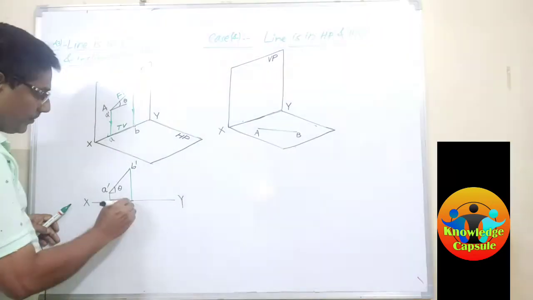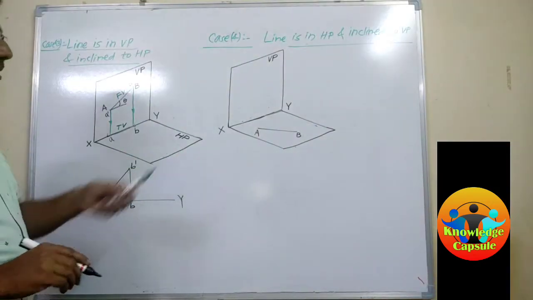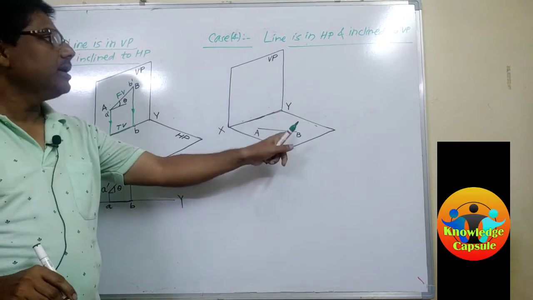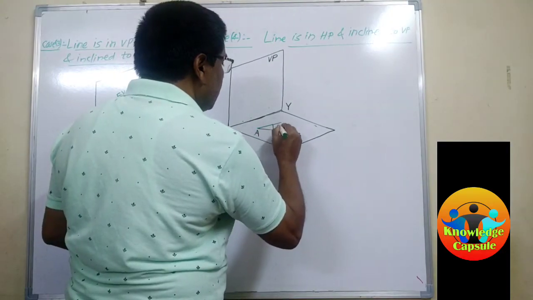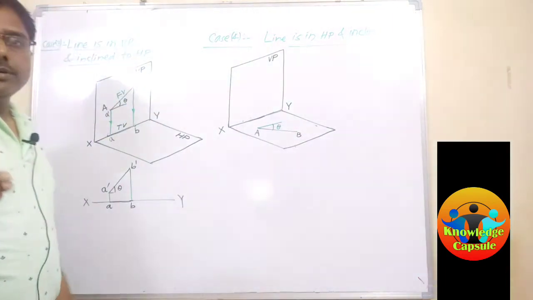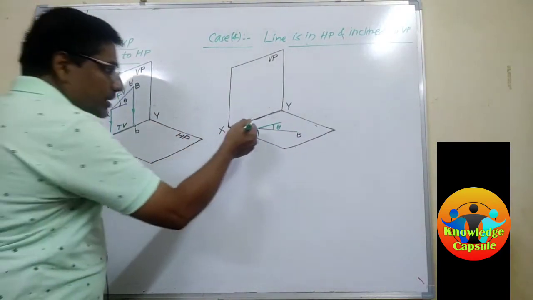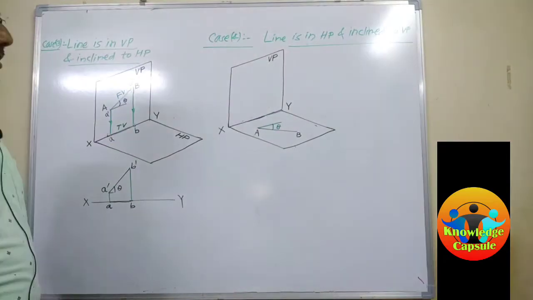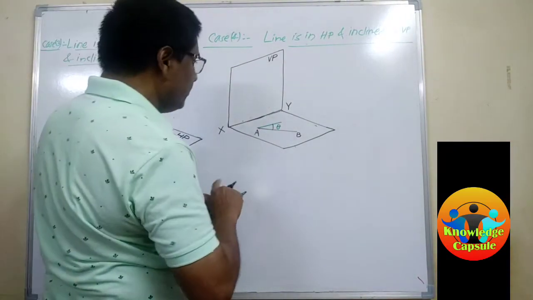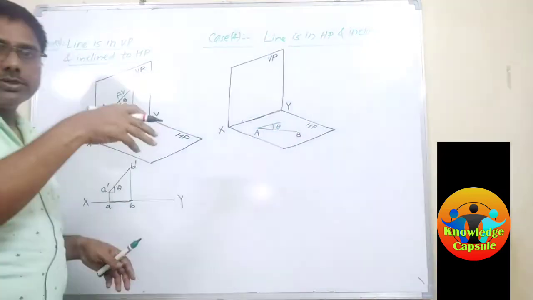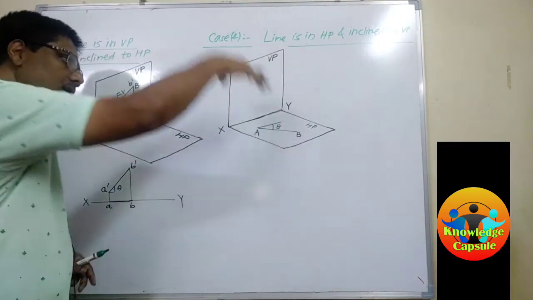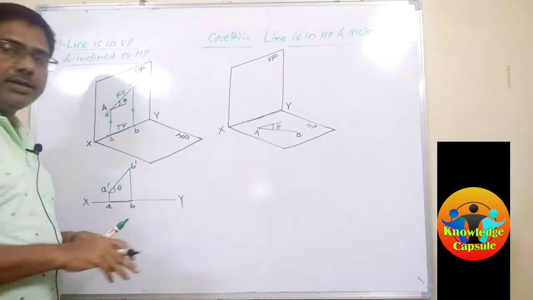This is top view. Now another case, line is in HP and inclined to VP. It is making a certain angle with the vertical plane. Okay. Now in this case, line itself will act as a top view. Line itself will act as a top view as line is in HP. There is no question of projecting the ends on the horizontal plane because line is in HP.